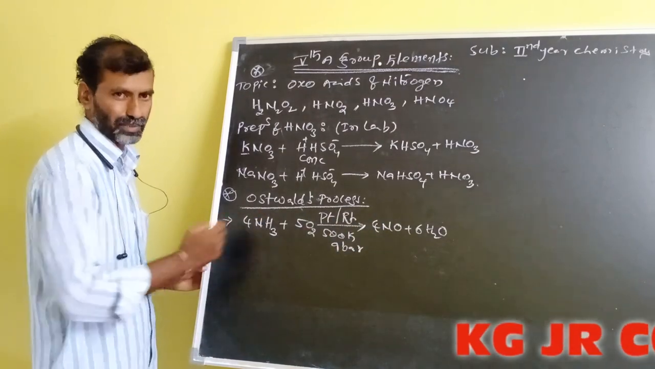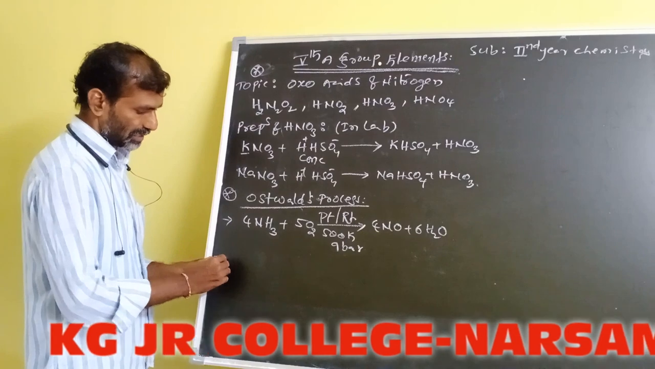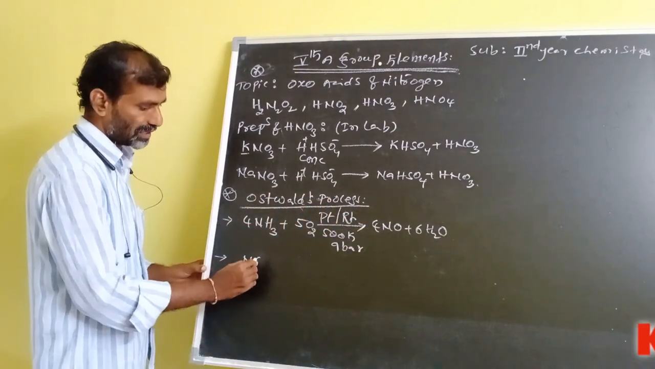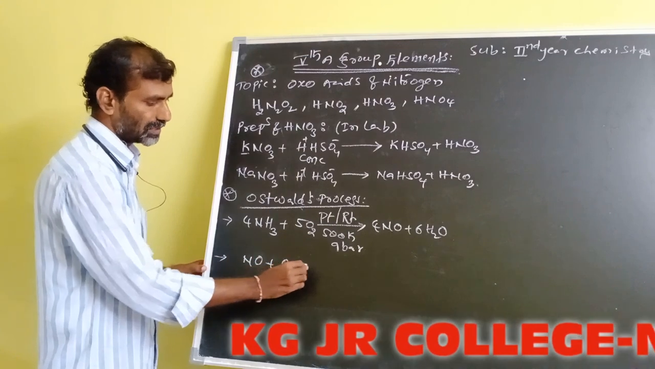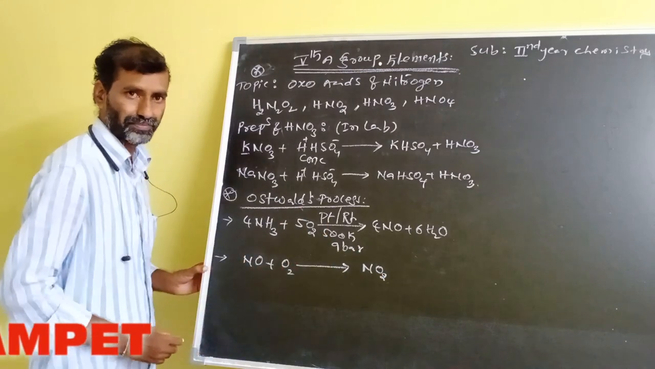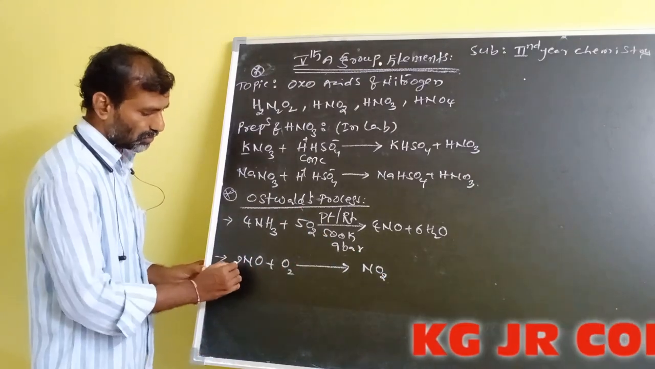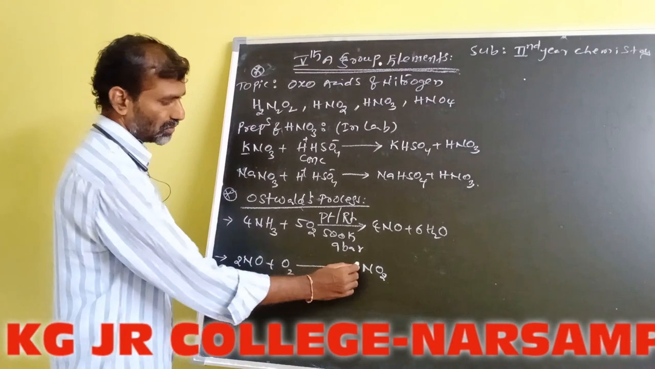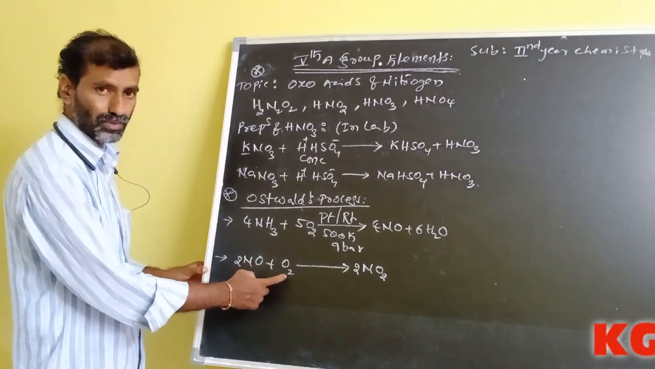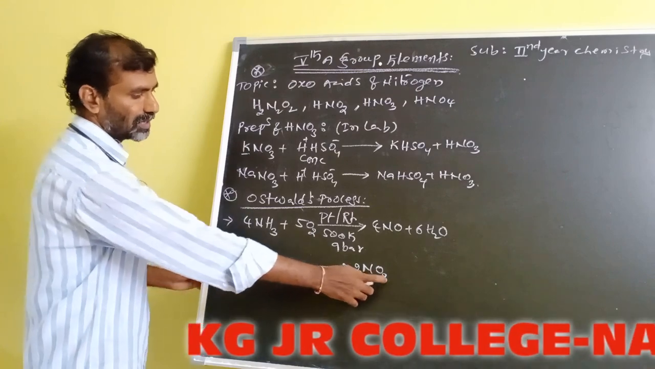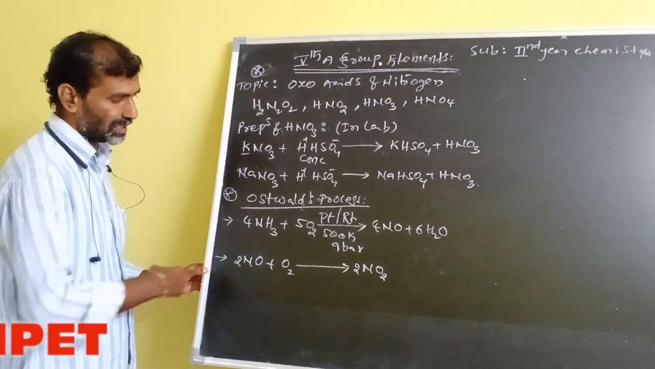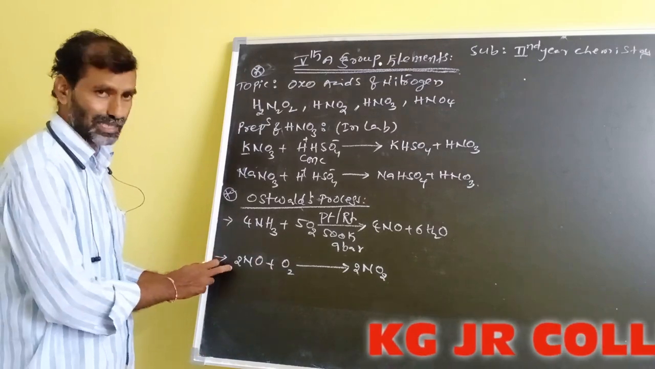So that is our first step. Second step, nitric oxide combines with oxygen to give nitrogen dioxide. Here it is 2 moles of nitric oxide and 2 moles of nitrogen dioxide. 2 oxygens plus 2 oxygens, 4 oxygens, and 2 nitrogens on both sides. This is the balanced equation. This is the second step.